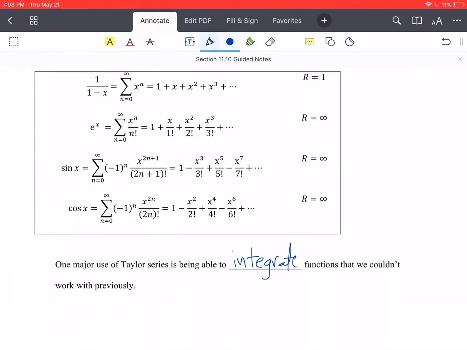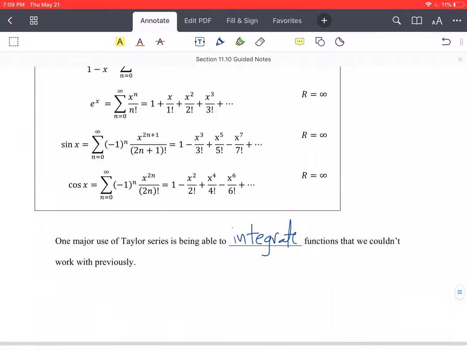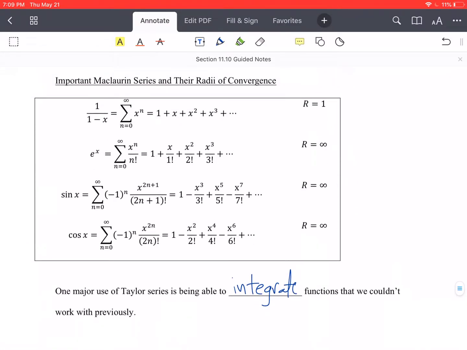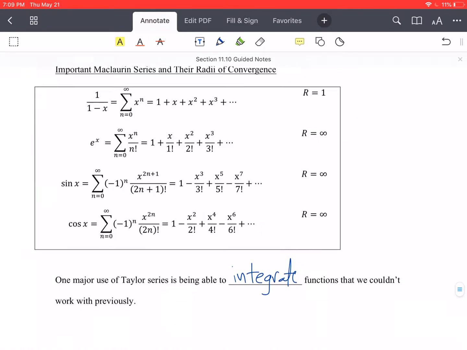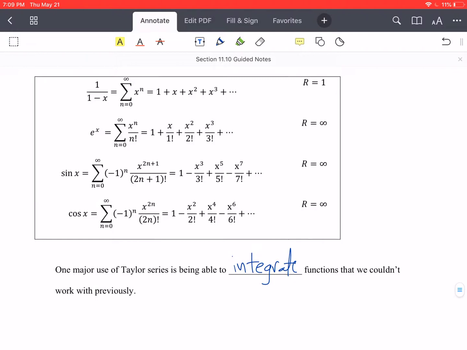So we can actually use Taylor and Maclaurin series to integrate functions that we couldn't work with previously. We looked at a lot of techniques of integration back in Chapter 7 in particular, but this opens up a whole new world of being able to integrate functions that we didn't have techniques for before, because Taylor series give us polynomials, and we can work with those polynomials a lot more easily than we could with some of these more complicated functions. So a lot of the more complicated formulas and the table of integrals come from these series. And in fact, infinite series and Taylor series like this is what your calculator does.